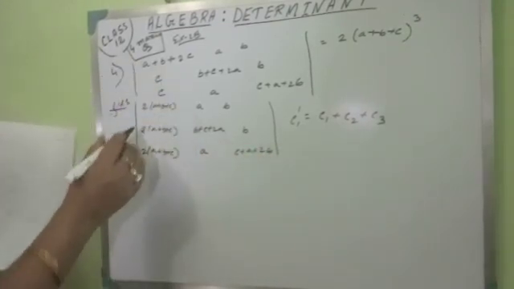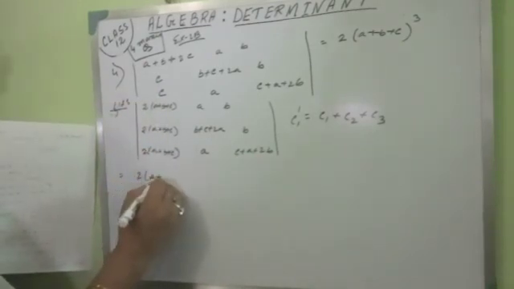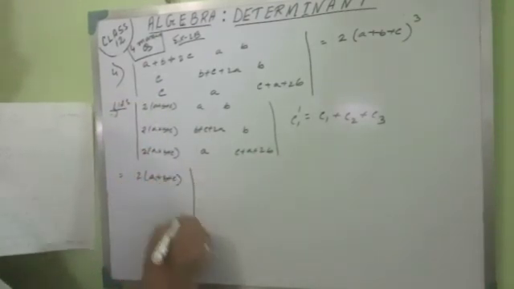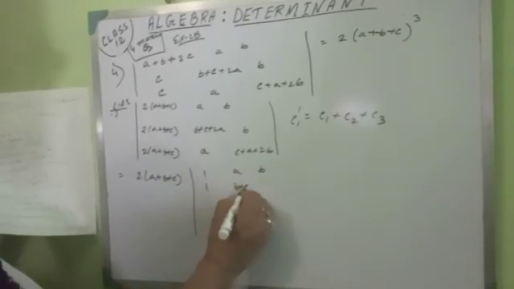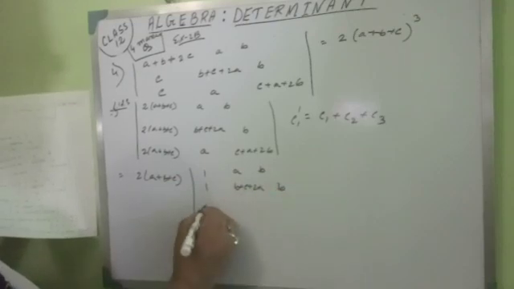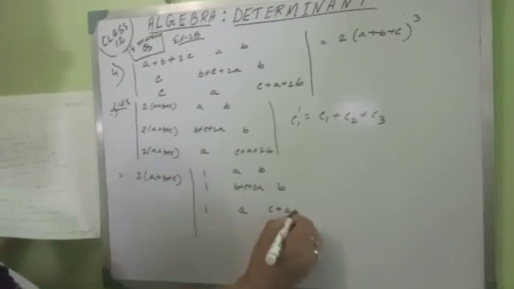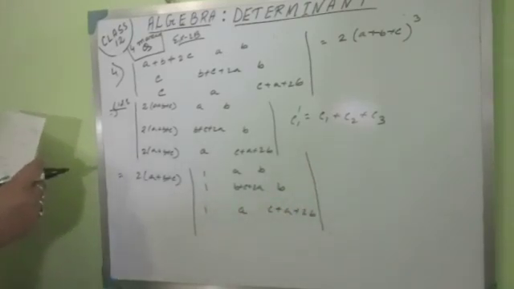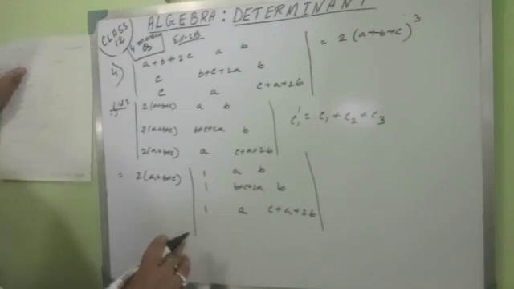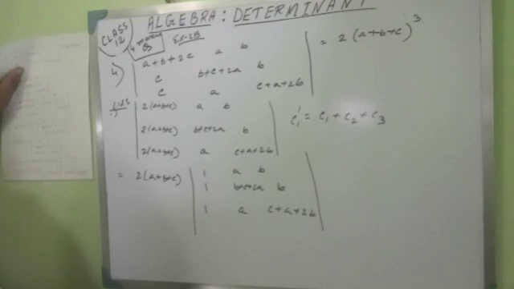Now we can take 2 into A plus B plus C outside the determinant, as it is the common element. It will be 1, A, B; 1, B plus C plus 2A, B; 1, A, C plus A plus 2B. Now the second row we can change.